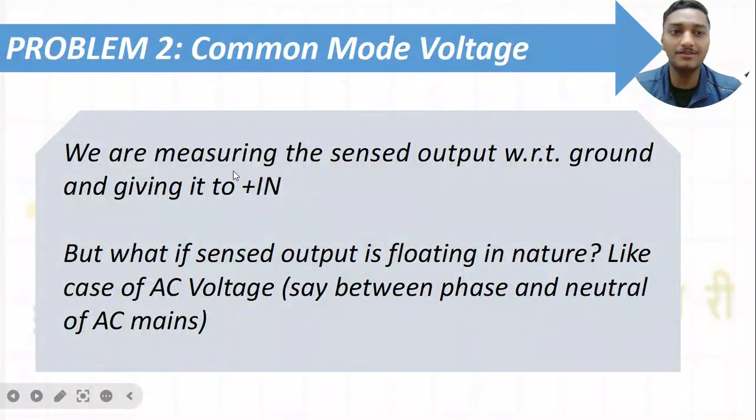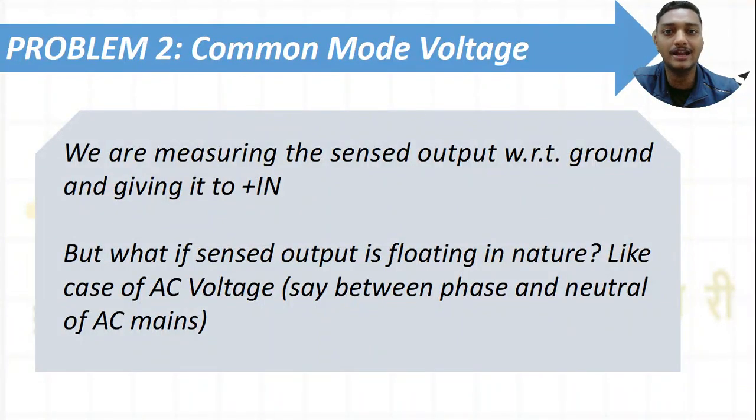But what is the problem with this particular IC? We have taken the example of a DC to DC converter, where I am sensing my output voltage, and that output voltage is with respect to the ground. The problem with this IC is the common mode voltage. What is the common mode voltage? We are measuring the sensed output with respect to ground and giving it to the plus IN, as you have seen in the connection.